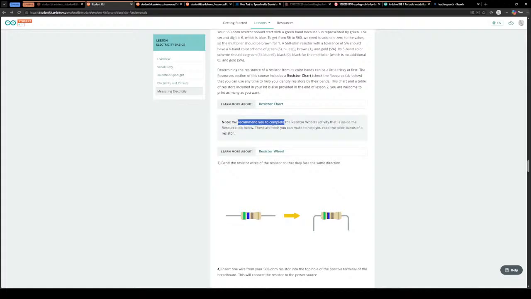I recommend you complete the resistor wheels activity that is inside your resource tab below. These are tools to help identify resistors.